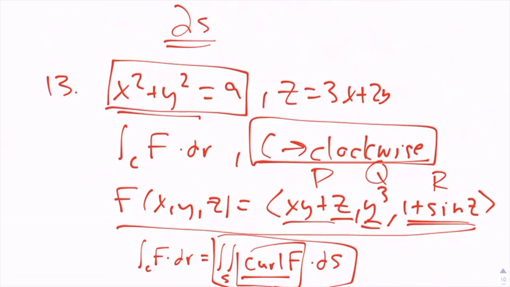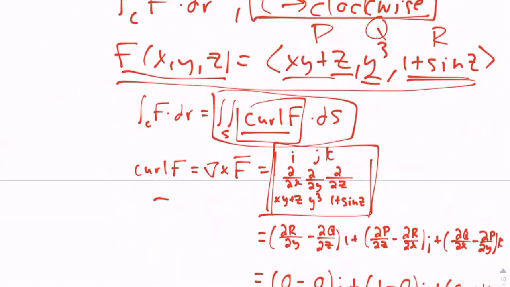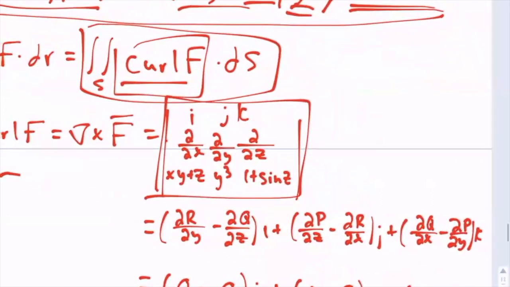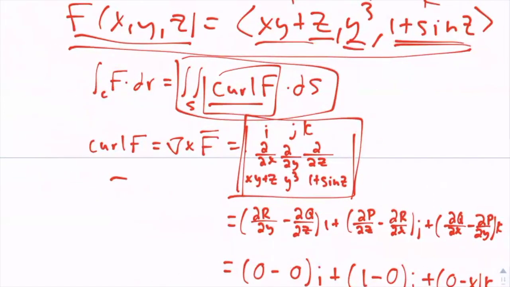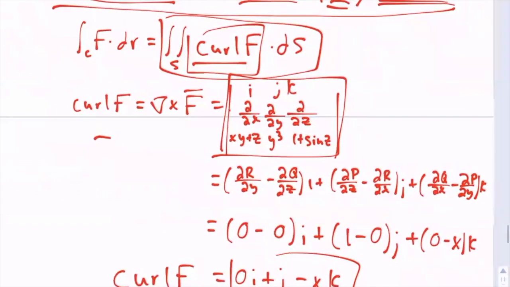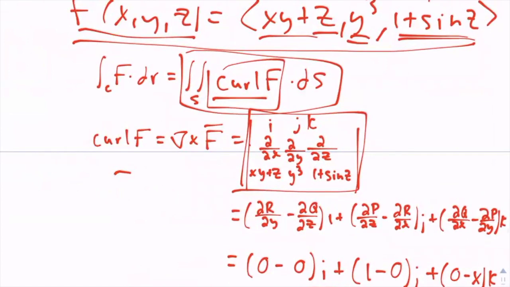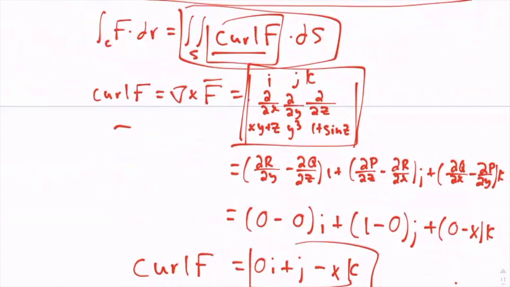Now looking at our F, we need to take the curl of F, which we did. Just to verify that this is the right answer, partial R with respect to y is 0, partial Q with respect to z is 0, so the x component should be 0. Partial P with respect to z is 1, correct? And partial R with respect to x is 0, so the y component should be 1 as it is. Then the partial Q with respect to x should be 0, and partial P with respect to y should be x. So 0 minus x is minus x, so the z component should be minus x.